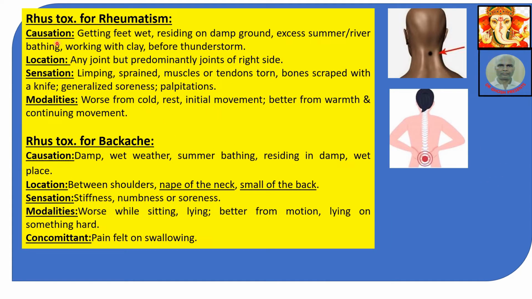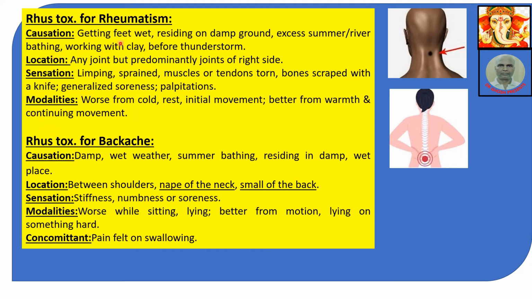Rhus Tox for rheumatism. Causation: getting feet wet, residing on damp ground, excessive summer and river bathing, working with clay before thunderstorm. Location: any point, any joint, but predominantly joint on the right side. Mind it, when an acute disease is described homeopathically, it is described under 4 or 5 headings: causation, location, sensation, modality, and concomitance. It is generally described under these 5 headings, but not always are all 5 symptoms there, but generally these are the steps.